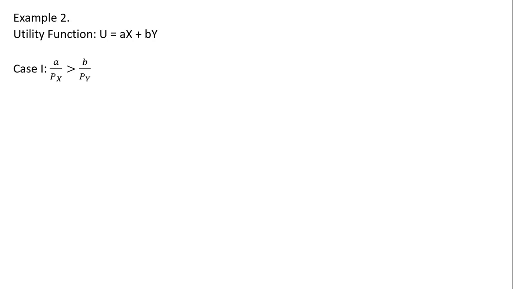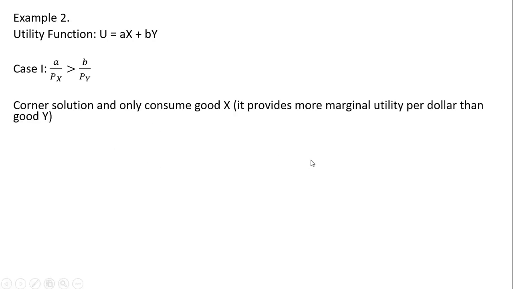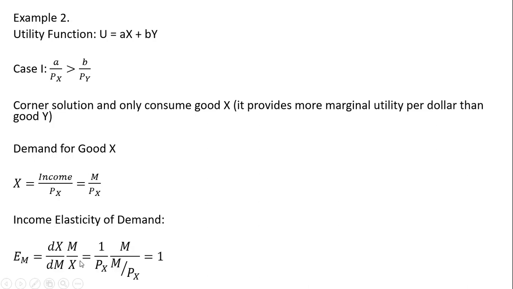A represents the marginal utility per good X. B represents the marginal utility per good Y. So we get a corner solution. And the demand for good X, we've seen this before. You're going to spend all your money on good X. Getting the income elasticity of demand, once again, is just equal to 1.